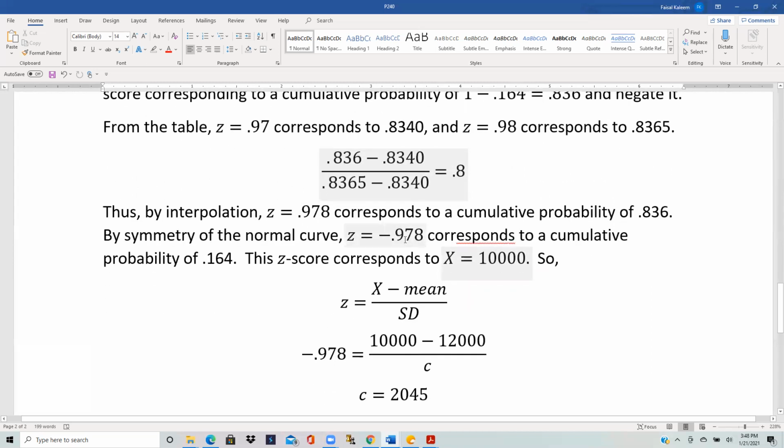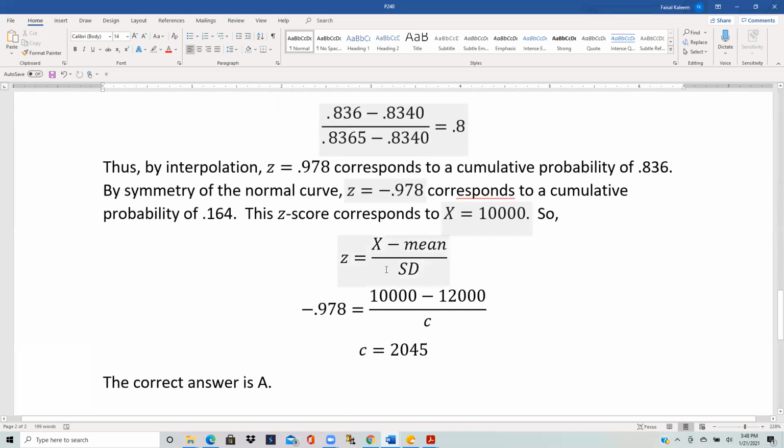0.978 for the z. So then we use our favorite formula, z is equal to x minus mean over standard deviation. We have the z, we have the x. The mean was given to be 12,000. That was given in the first sentence of the problem. And the standard deviation was given to be c. And the question was to find c. And so from this equation, c comes out to be 2045. That was choice A.